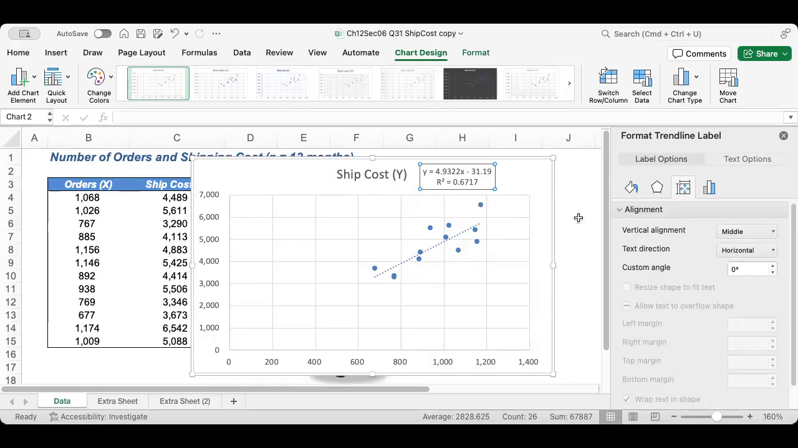Per additional order, what is my increase in cost? Assuming these are all in dollars and individual units, yeah, per additional unit, I spend another $5. Negative 31.2, what does that mean? What does that intercept represent? Like, if you had no orders, the shipping costs would be like -31, which would make sense. Right. So in this case, that's not a useful piece of information. If I didn't have any orders, the shipping company owes me $31. Not gonna happen. Okay. R squared is 0.6717. Means what?